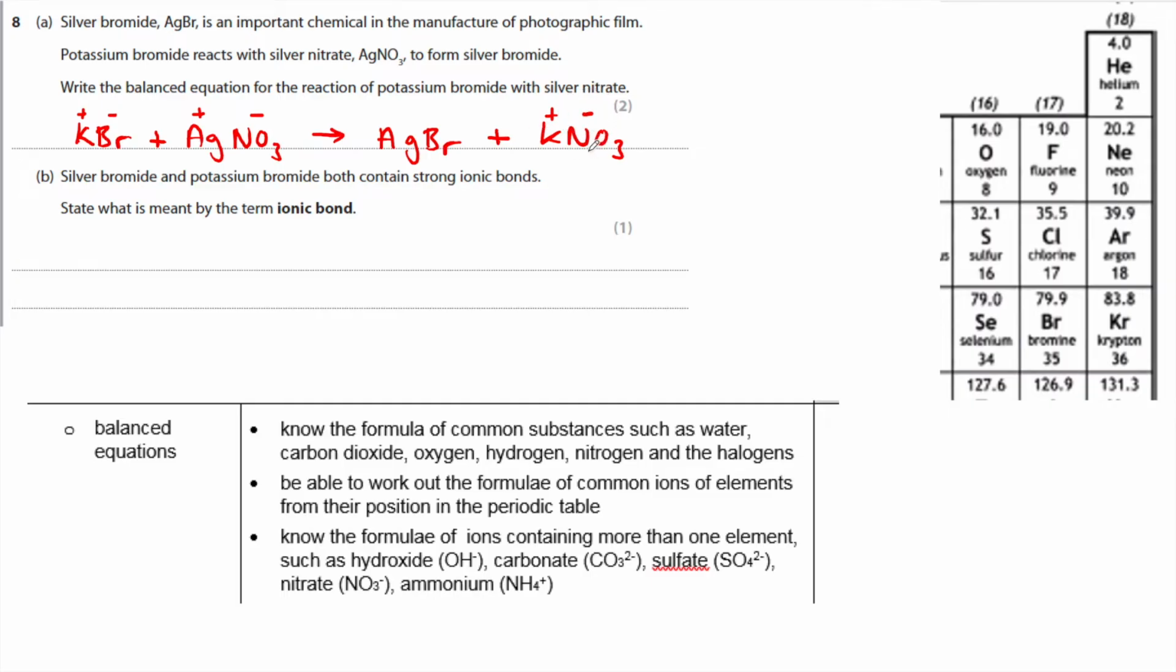Now we have to balance it. So if you look carefully, that is already balanced. Silver bromide and potassium bromide both contain strong ionic bonds.